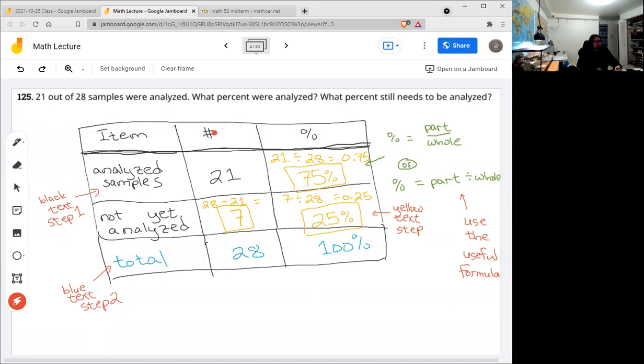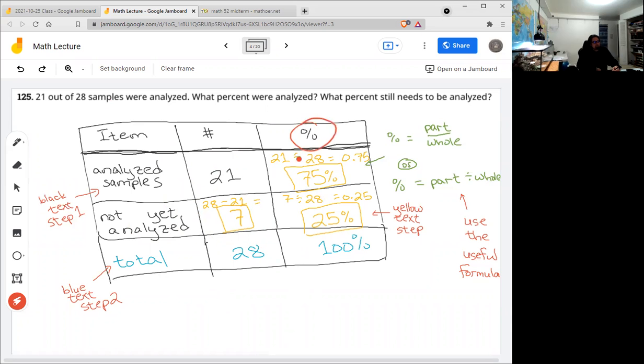So we were reading this problem after we made the table. So we drew the rectangle, we put item and number and percent. And we said, oh, okay, there's two categories, analyzed samples and not yet analyzed samples. 21 of them were analyzed and the total is 28. So we did some subtraction. 28 minus 21 is 7.